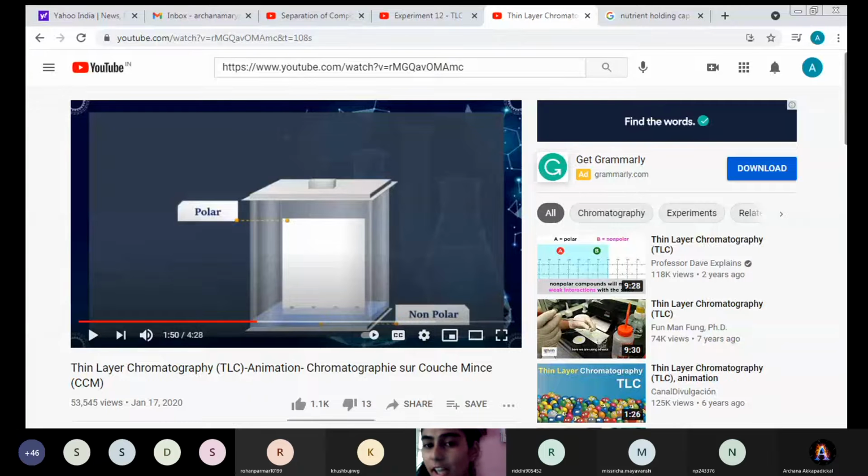And another thing is, when we keep that TLC plate, once it has been spotted and the spots have been air dried, we will hold that TLC plate from the upper side. Do you understand what I am trying to explain to you? Yes, ma'am.